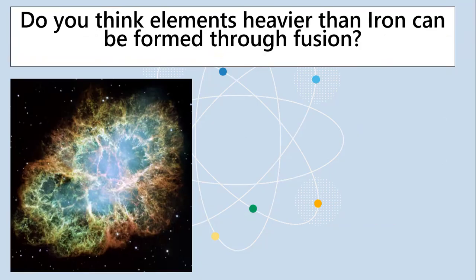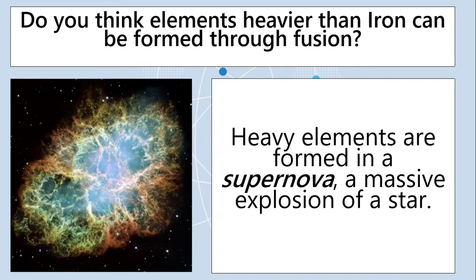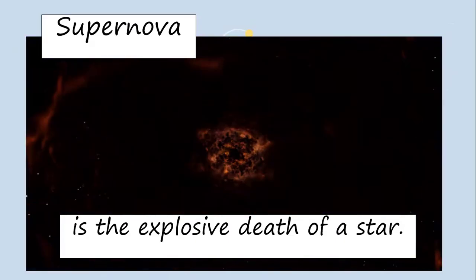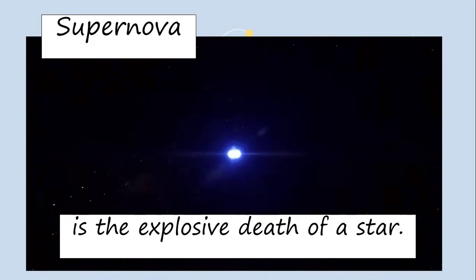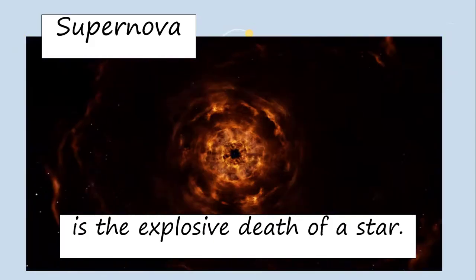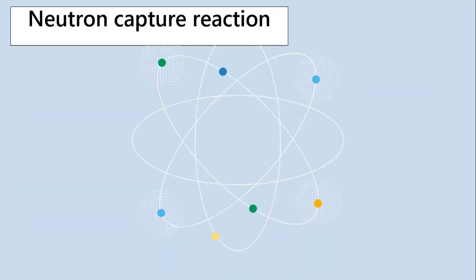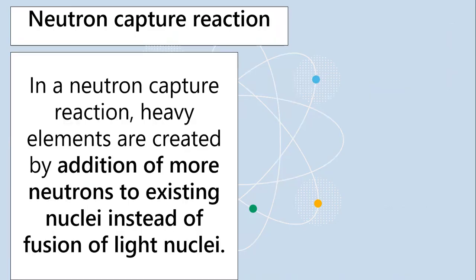So what is the operation to produce elements heavier than iron? We have what you call a supernova. Heavy elements are formed in a supernova, a massive explosion of a star. This is a supernova, the explosive death of a star. It is where other elements heavier than iron in the periodic table are formed through the explosion of a star in the universe. So we have here the neutron capture reaction.